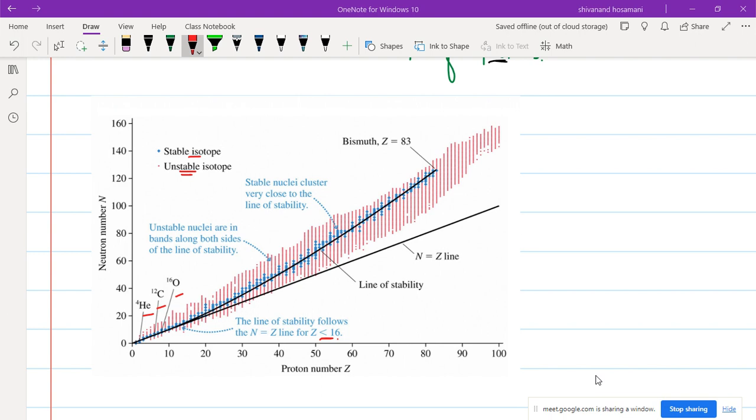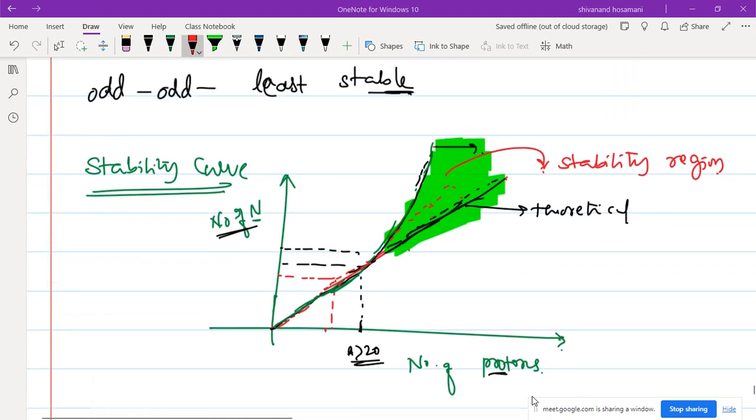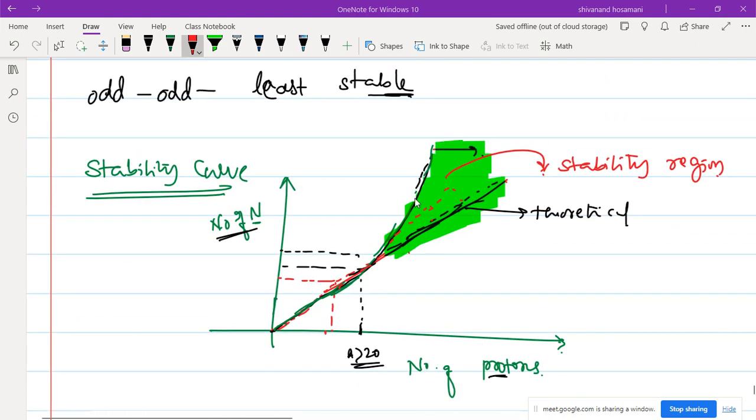To get more stable, they are going to go through two decay processes: one is beta minus, another is beta plus decay. If you look at this graph, the elements lying above the stability region, generally we call this the stability region, are going to get stability by beta minus decay, and the elements below are going to get stability by beta plus decay.